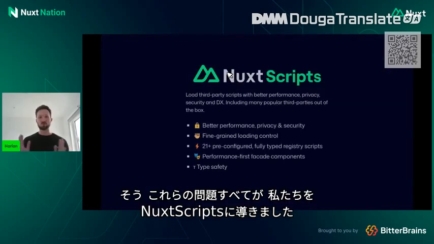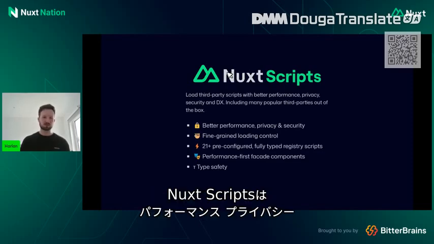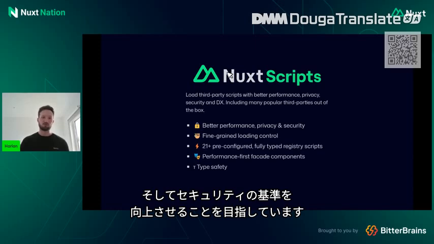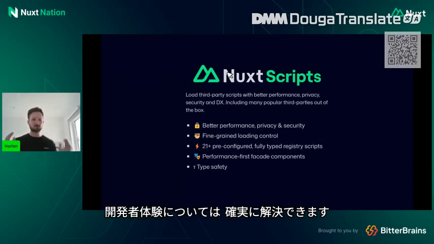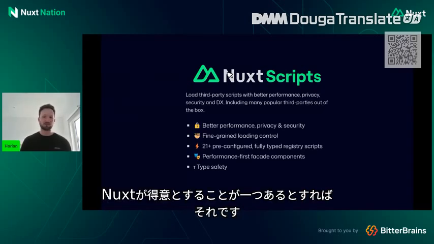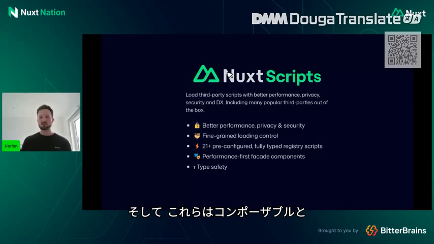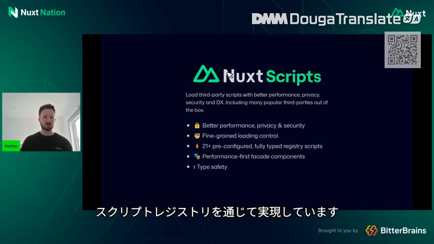So yeah, all these problems lead us to Nuxt Scripts. And Nuxt Scripts is trying to raise the bar on performance, privacy, and security. We can't fix everything, but at least, yeah, we can get the bar a bit higher. Developer experience, we can definitely solve developer experience. If Nuxt is good at one thing, that's it. And yeah, we do this through some composables and the script registry.